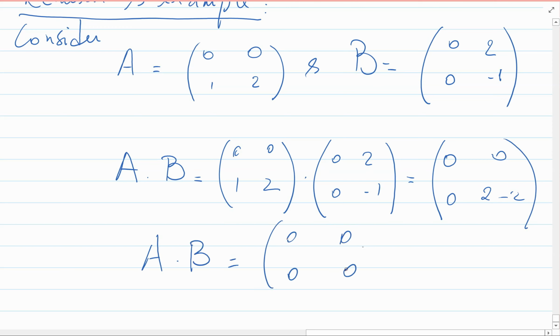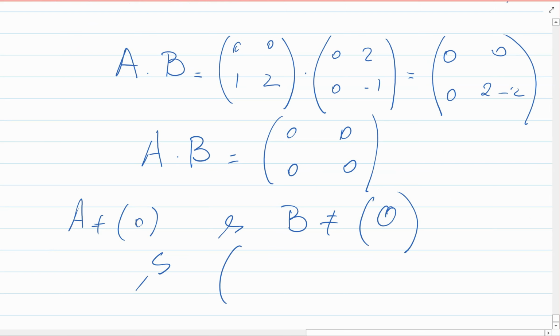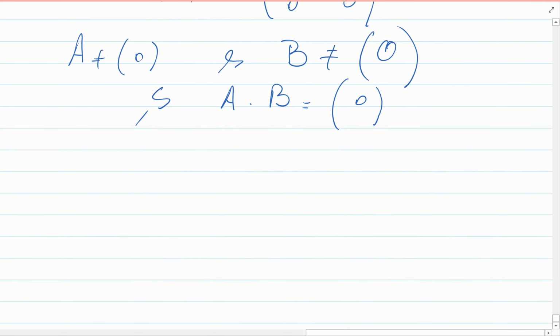the matrix of all zeros. So in other words, A is not the zero matrix, B is not the zero matrix, and A times B is the zero matrix. This does not happen for real numbers. For real numbers, if two numbers are not equal to 0, their product is not equal to 0.